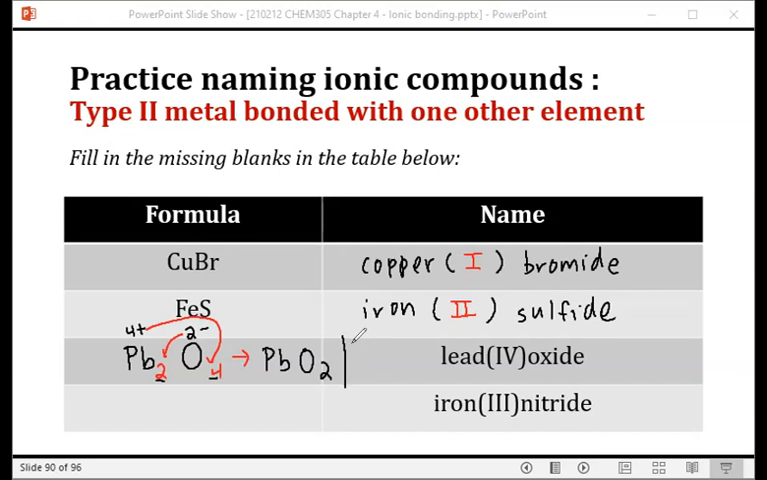And if we want to check the math on that, we have lead. We have one of those times 4+. And for oxygen, we have 2 atoms of those times 2- each. 4+, 4-. If you add that up, you get 0. So just remember, if you take the shortcut of doing the crisscross method rather than working out the math, that once you criss and cross both the numbers, you need to reduce it to the lowest common factor.